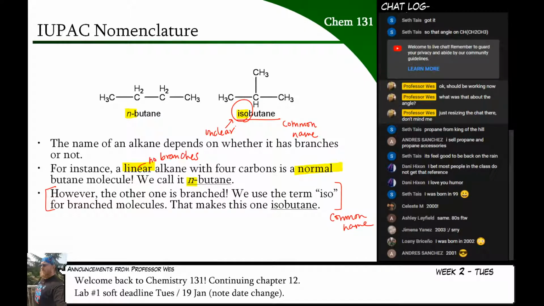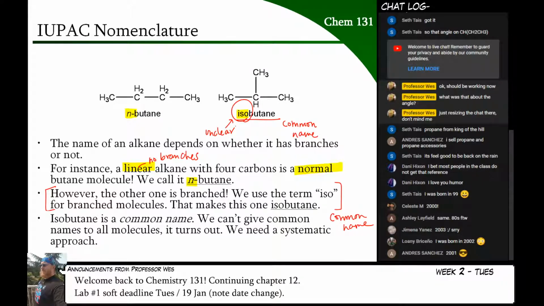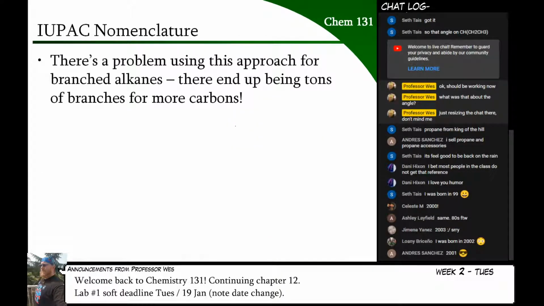Now, if you remember those two things together, then that's great. But there's really no systematic way that links those two things together. So this is kind of a common name that doesn't help us in the long term. And so common names are not super helpful. You're going to see them, but you're not going to be able to apply a common name to everything. So what we need is a consistent way to name stuff. Whenever we have lots of branches, common names fall apart.